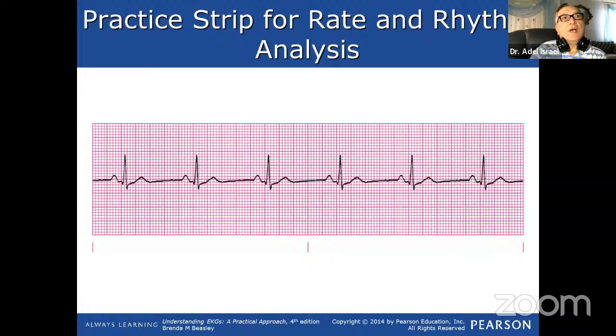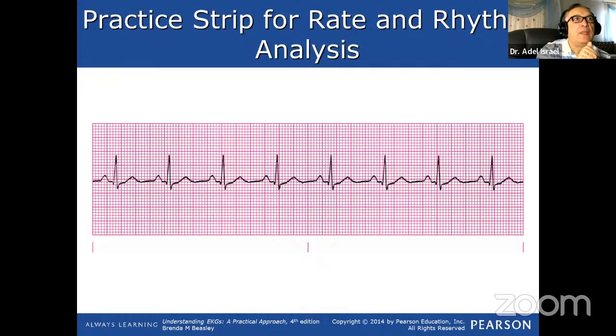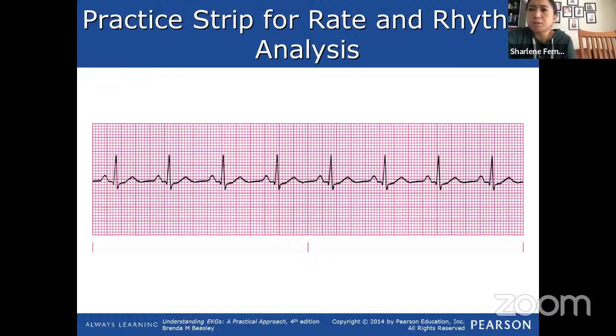So if I ask one of you, let me know what will be the heart rate here. 60. Very good. Okay, so this heart rate is 60. Very good. What is the heart rate here? 80. Oh, wait, 80. Correct. Correct. 80. Very good.